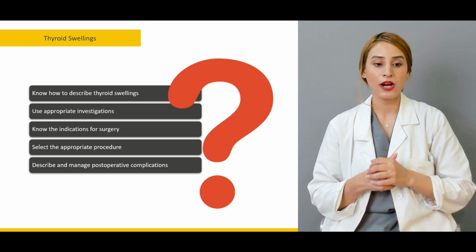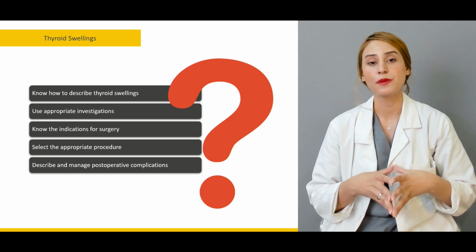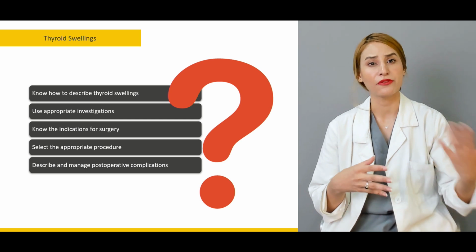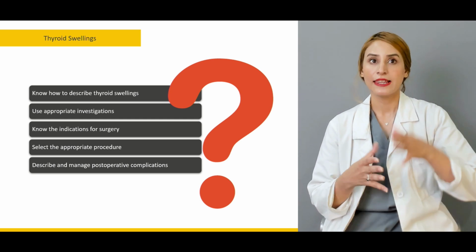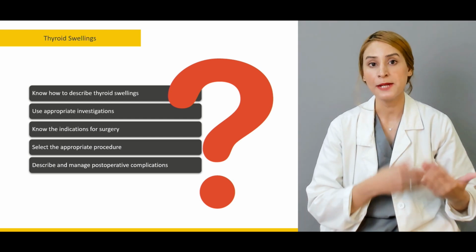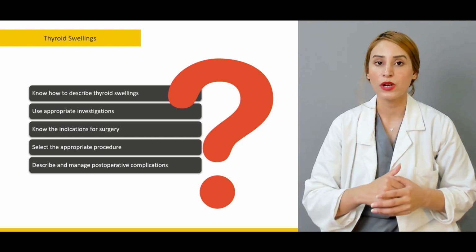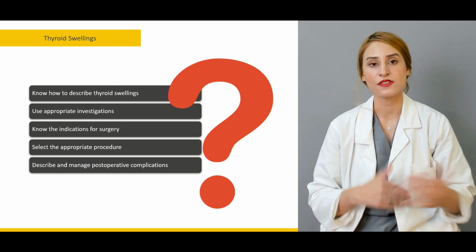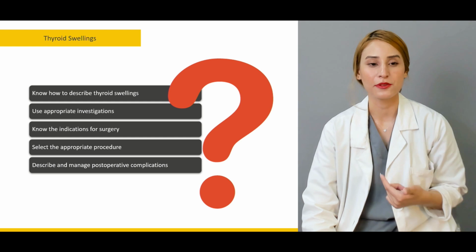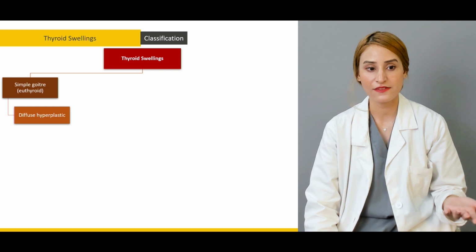And then describe and manage the post-operative complications. This is very, very important. I'll tell you what post-operative complications you can have in a patient. There can be hemorrhage, there can be recurrent laryngeal nerve injury. Some complications are initial complications, and then there are late complications. What are the initial complications, and what are the late complications? We'll discuss in detail in a few slides. So this was about the thyroid swelling. Let me classify this for you.